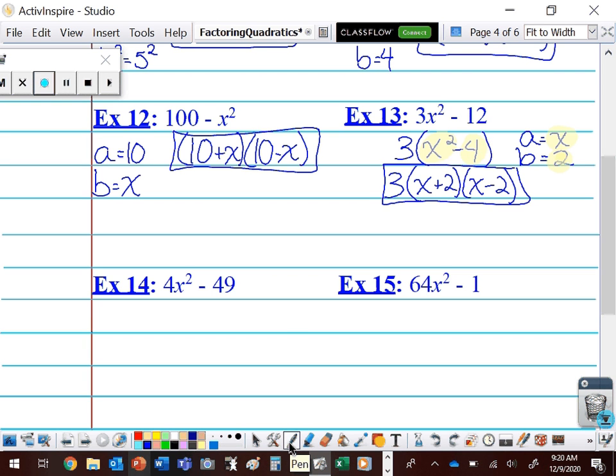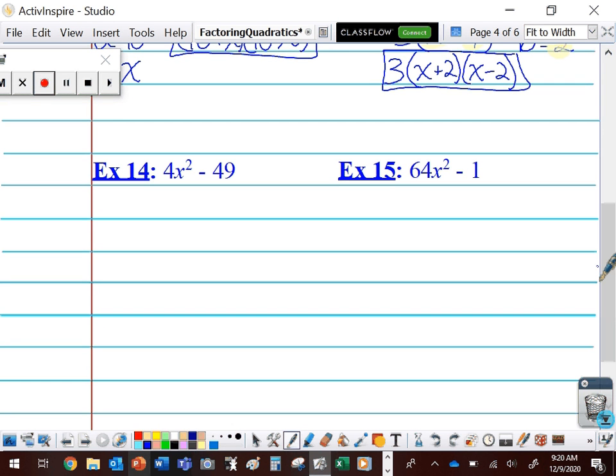Now, let's take a look at number 14 here. Okay, number 14, I see 4x squared minus 49. And I want to have a GCF. I want something that divides both of those terms, but there's nothing that divides both of those terms. Now, I still see this as the difference of squares. Okay, what am I squaring to get 4x squared? Well, to get that 4, I'm squaring 2, and to get x squared, I'm squaring x. And what am I squaring to get 49? Well, 7 squared gives me 49. So this is going to factor 2x plus 7, 2x minus 7.